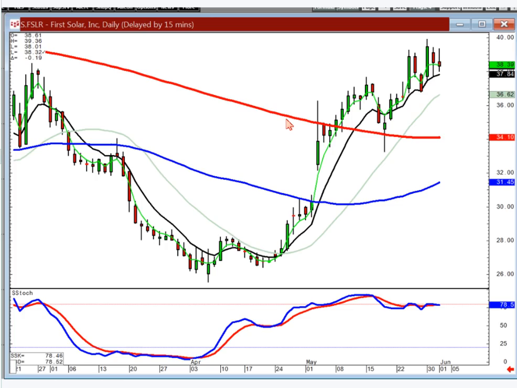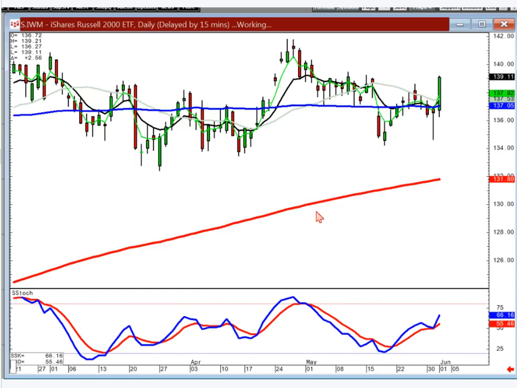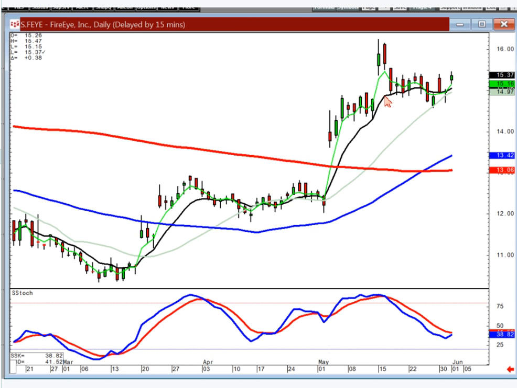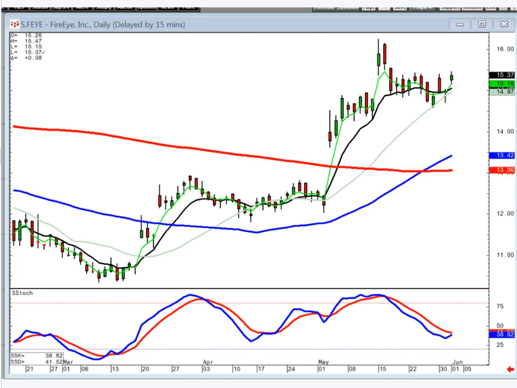The Russell 2000 starting to come back up. Not doing anything real wildly exciting just yet, but it's telling us we're still moving in the right direction. So as long as things are moving in the right direction, that gives you much more opportunity to take advantage of the patterns that are in breakout mode because they're going to be the big movers.